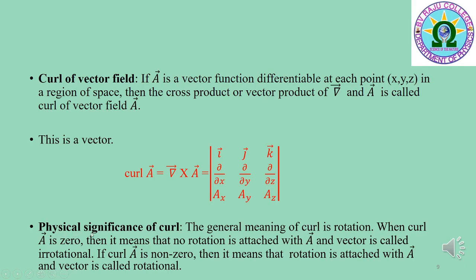Now, the physical significance of curl. The general meaning of curl is rotation. When curl of vector field A bar is 0, then it means that no rotation is attached with vector A bar, and the vector field A bar is irrotational. If curl of A bar is non-zero, then it means that the rotation is attached with A bar, and the vector field A bar is called rotational.